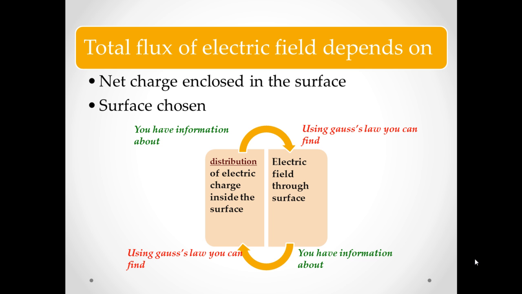Now, as said earlier, it is the net charge enclosed in the surface that is counted in Gauss's law. But the total flux of electric field depends also on the surface chosen, not merely on the charge enclosed. So if you have information about the distribution of electric charge inside the surface, you can find electric flux through the surface using Gauss's law. Again, if you have information about electric field or electric flux through any closed surface, then the total electric charge enclosed by that surface can easily be calculated using Gauss's law.